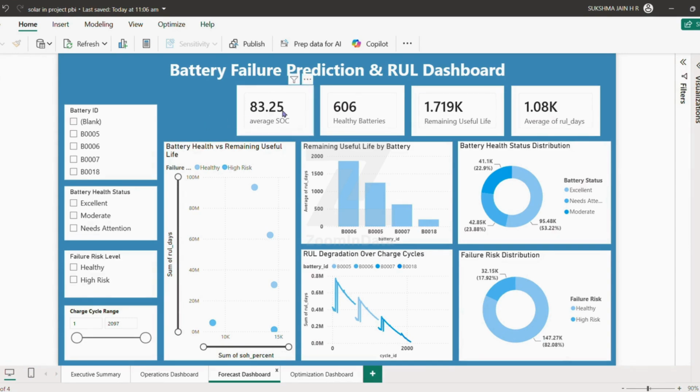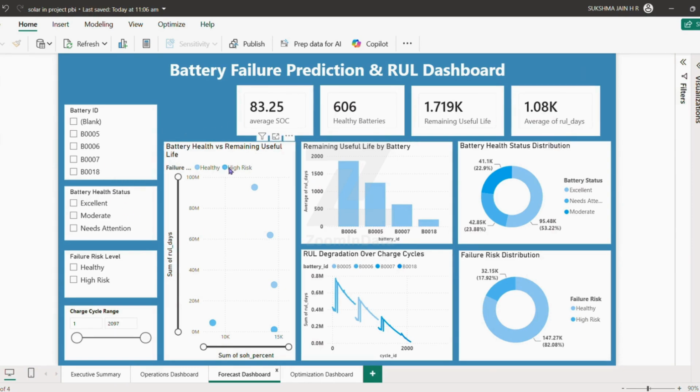The first KPI card is average SOC, which displays the average battery state of charge across the selected batteries. Next is healthy batteries. This card indicates the number of batteries currently classified as healthy based on their operating conditions and prediction results. Next is remaining useful life. This KPI card represents the remaining useful life generated by the machine learning model. The last is the average remaining useful life in days. This card displays the average remaining useful life of all the batteries in days.